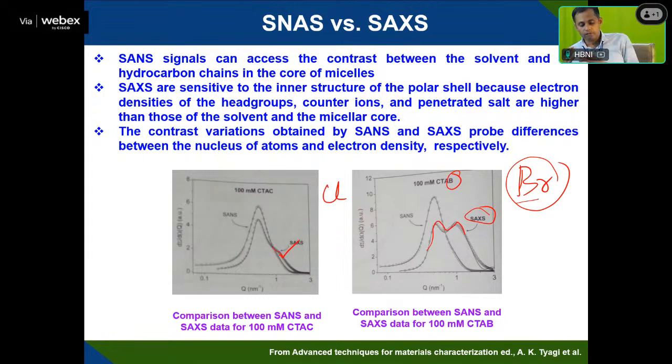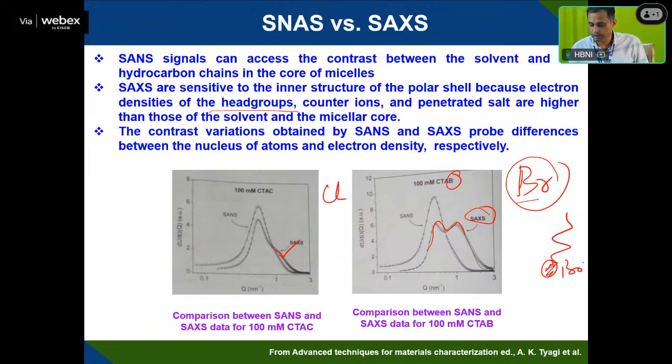So that way you can identify the surfactant molecule also by using the SANS signal, which can assess the contrast between the solvent and the hydrocarbon chain of the core molecule. If a CTAC molecule is there, the hydrophobic chain will give the SANS data. SAXS is sensitive to the inner structure, the head group, and here you have this bromine atom. Because of the high Z bromine and the electron density of the head group, the counter ion penetrates, and because of that you are able to get that information.